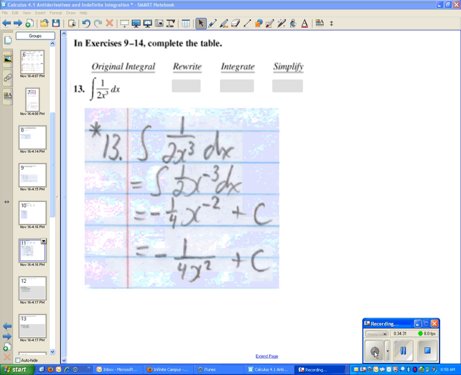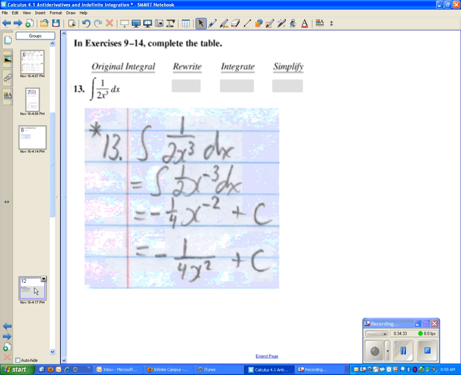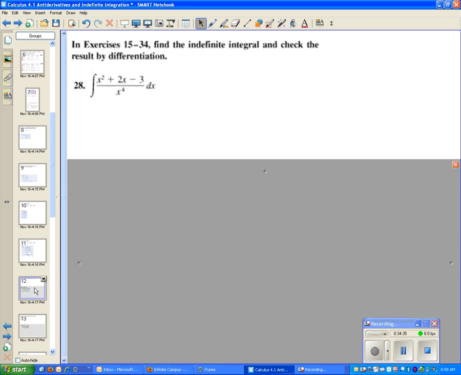All right. Let's go on to number 28. Now, they didn't give us the little gray boxes to show us that we need to rewrite it, but we need to rewrite this one, okay? And we're going to rewrite it with division. So that you would read this as the integral of x squared plus 2x minus 3 all that divided by x to the fourth dx. So let's do the division.